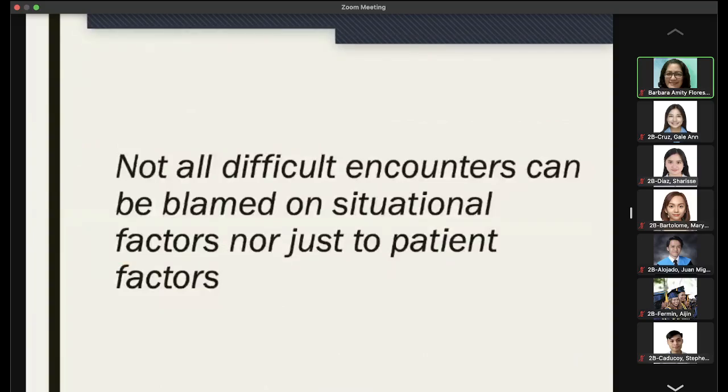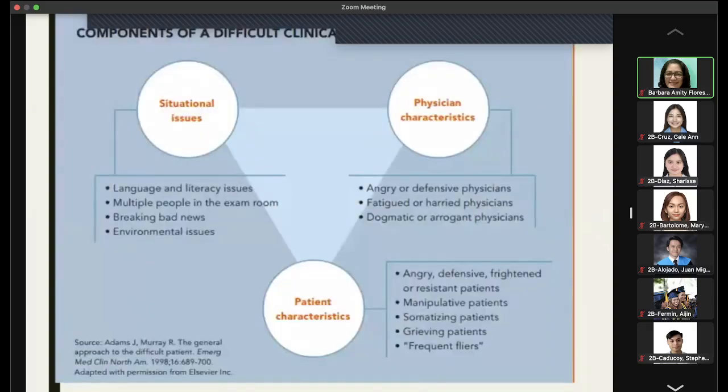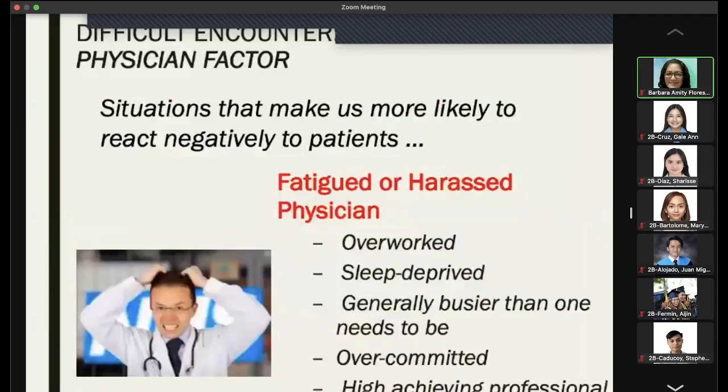Not all difficult encounters can be blamed on situational factors, nor just on patient factors. The other identified component of difficult clinical encounters is physician characteristics. Being overworked, sleep deprived, and generally busier than one wants to be are usually what happens to the overcommitted and high achieving doctor. These are also common occurrences seen among government employed physicians and most resident physicians. They end up fatigued and harassed and are more likely to react negatively to patients.